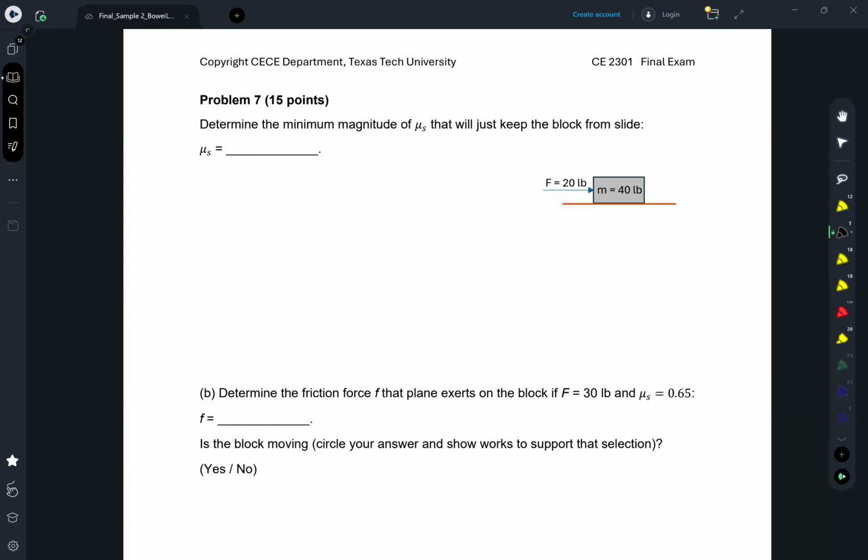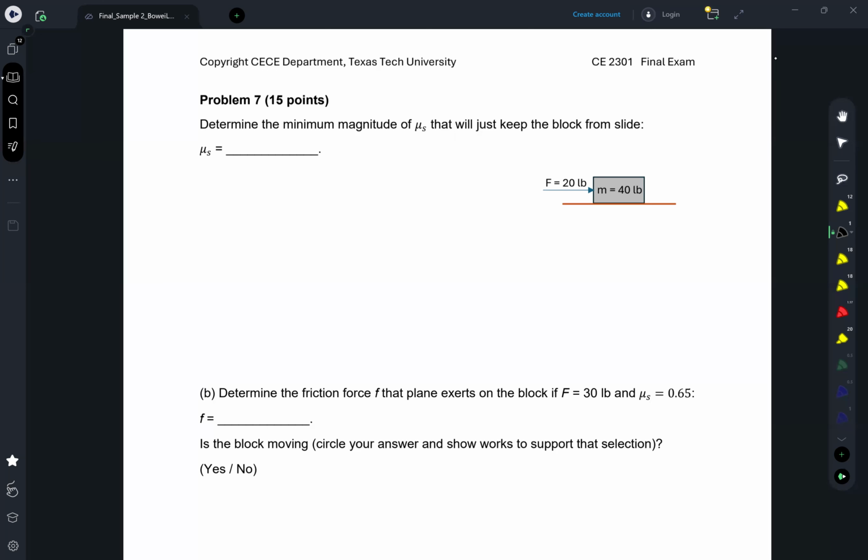Okay, so now actually it is the last problem of our sample two of the final exam, problem 7. It is about friction. So typically this kind of problem is composed of two parts. The first part is asking what is a condition to keep the block there. The second part: typically we assume the object is in equilibrium and we can solve the friction that we need, and then it will ask us, will the block move or stand still?